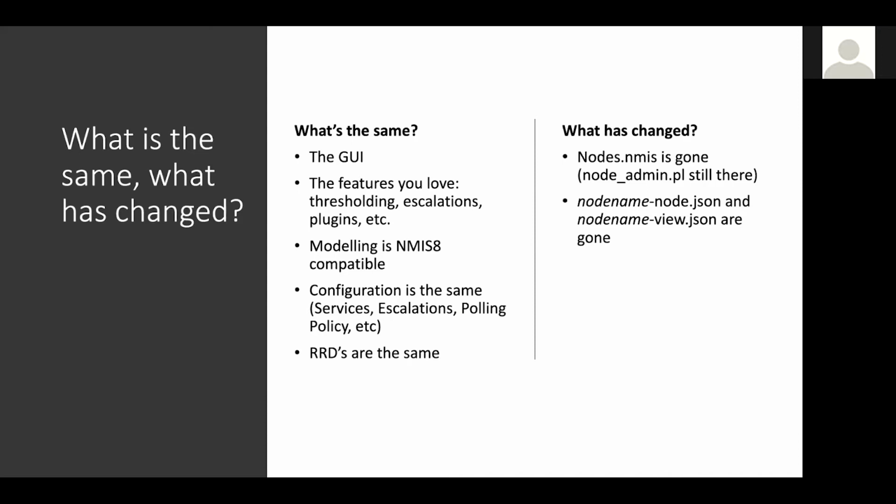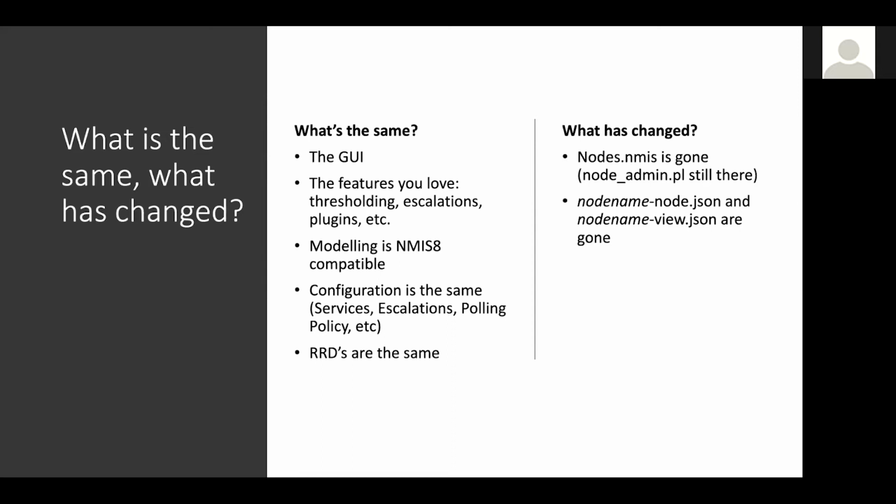So for those people who have operations teams relying on the NMIS 8 GUI, no fundamental change in how it's working. There are a few little minor changes, but in all the major workflows using NMIS 8, it does not change. NMIS 9 is the same. And lots of things are just happening transparently under the covers. All the features that you love are still there. The thresholding, escalations, plugins, all those features still exist.